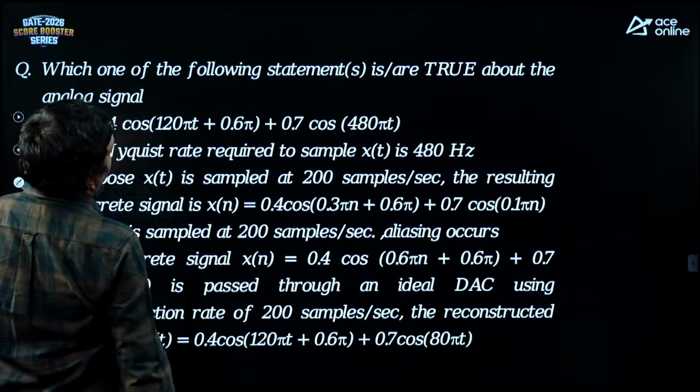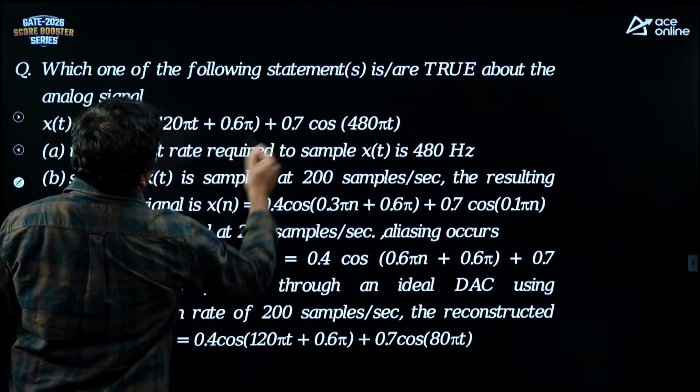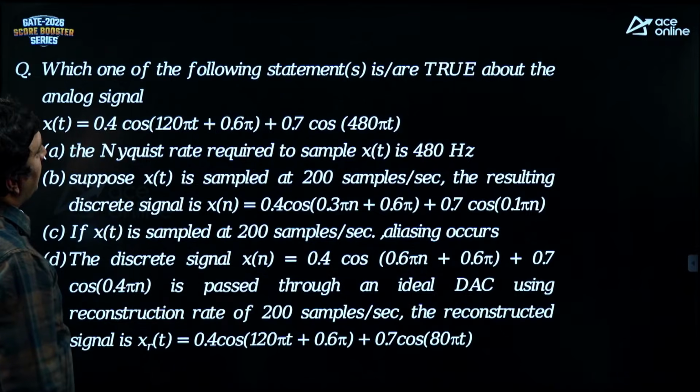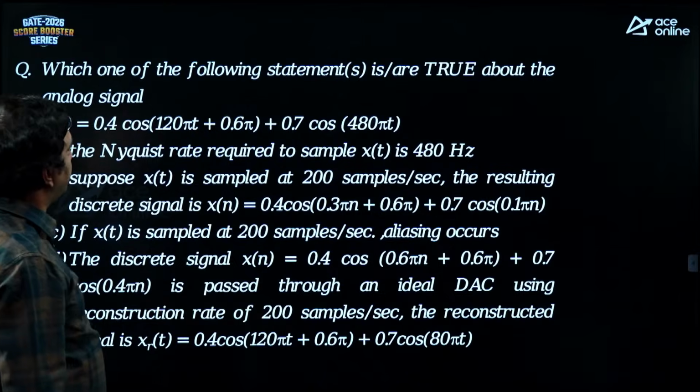0.4 cos(120 pi t + 0.6 pi) + 0.7 cos(480 pi t). So, two sinusoidal frequencies are given. Option A: the Nyquist rate required to sample x(t) is 480 Hz. Let us see.